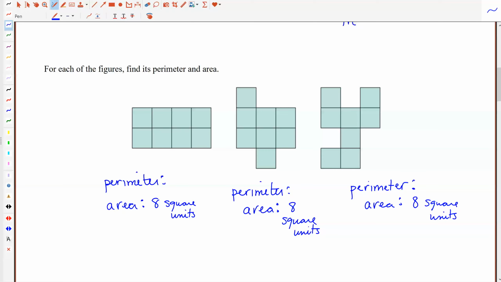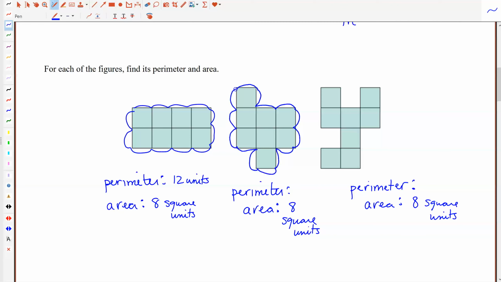Coming back up to this first figure, how many units does it take for me to walk around the outside edge of the figure? All right, so here we go. 1, 2, 3, 4, 5, 6, 7, 8, 9, 10, 11, 12. So it takes me 12 units to walk around the outside edge. For the second figure, 1, 2, 3, 4, 5, 6, 7, 8, 9, 10, 11, 12, 13, 14. So this one takes me 14 units to walk around the outside edge of the figure.